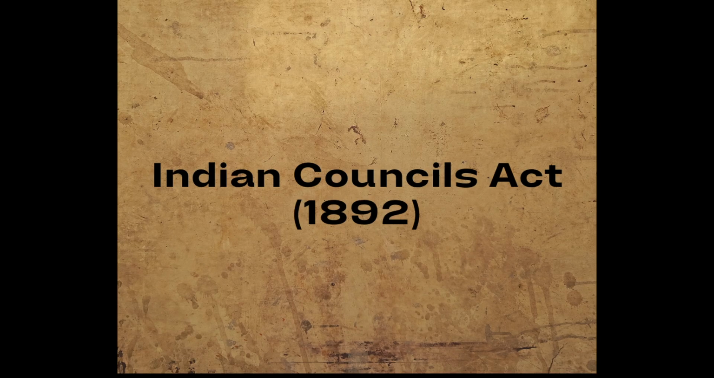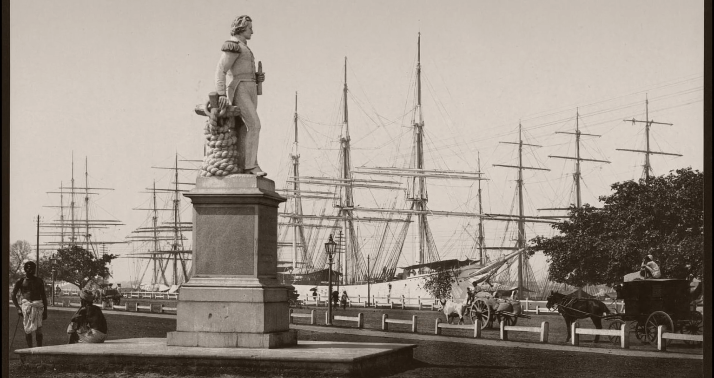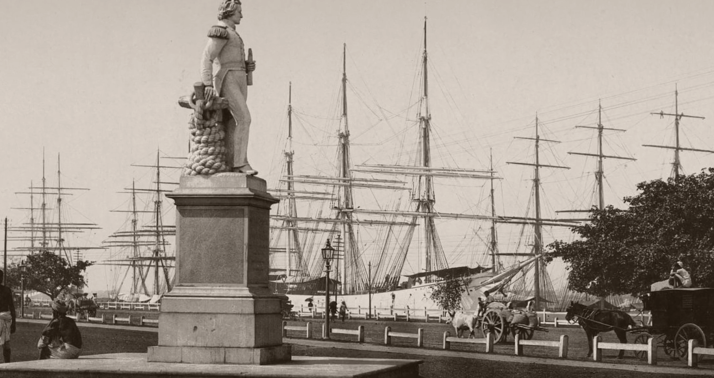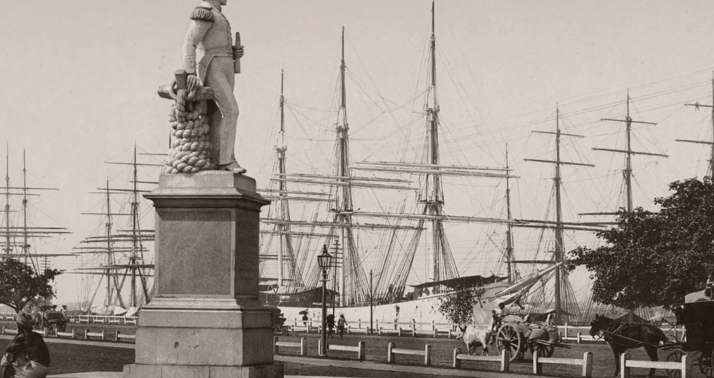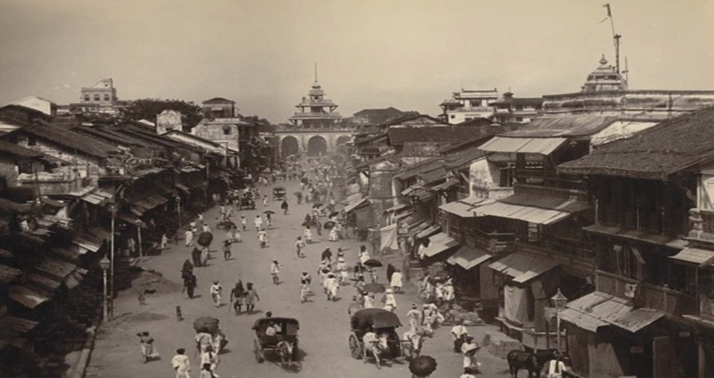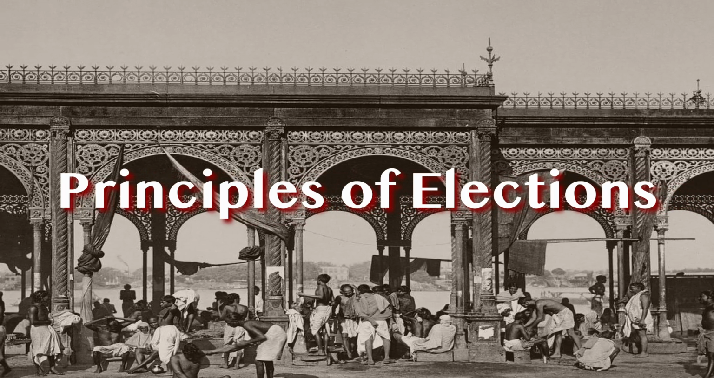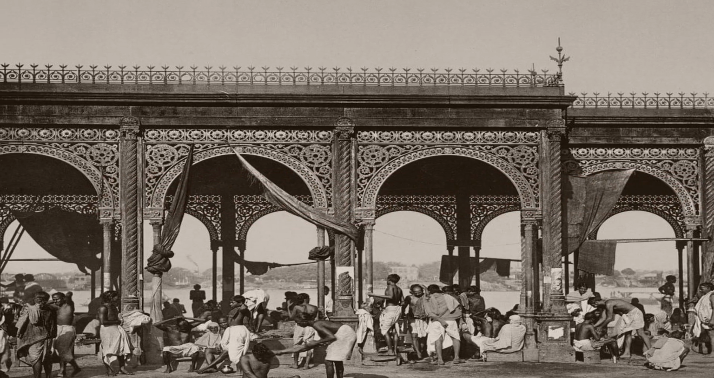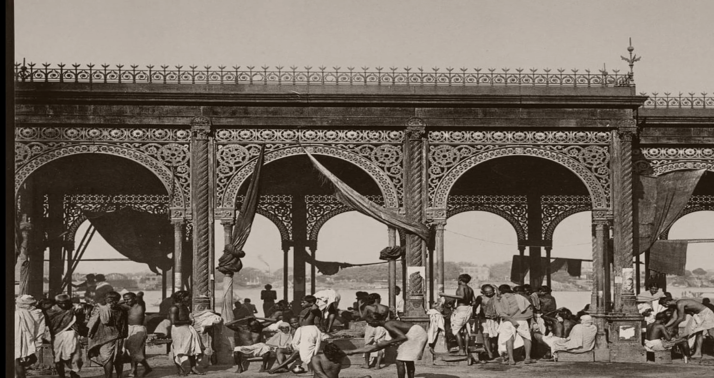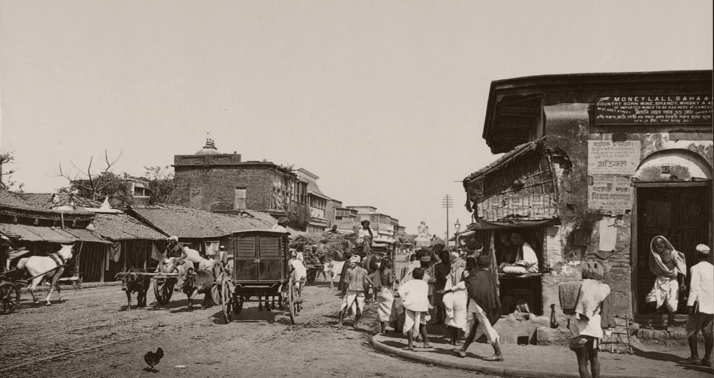Although the Act of 1892 fell short of the Indian National Congress's demand, it marked significant progress compared to the existing state of affairs. It paved the way for future advancements by acknowledging the principles of elections and granting the legislative councils some control over the executive, both at the central and provincial levels.